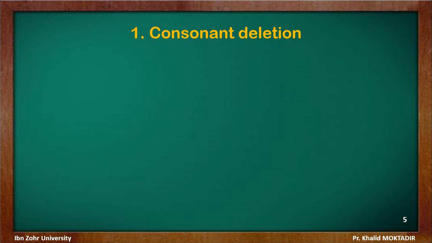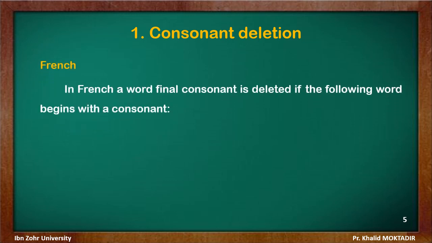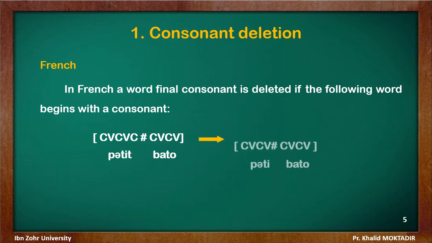Now let's pick up consonant deletion as the first example. We pick up an example from French. In French, a word final consonant is deleted if the following word begins with a consonant. In other words, we have a situation where two consonants meet. Example, petit bateau. How is this pronounced? The last consonant in the word petit is deleted, as you can see.